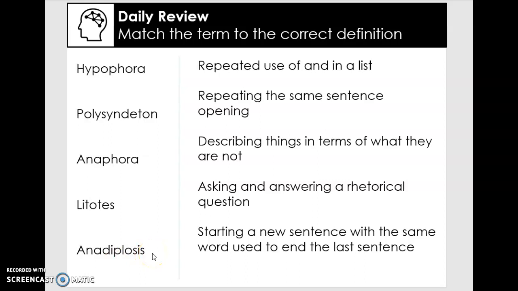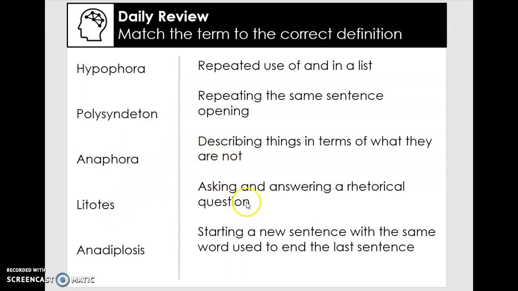Okay, so let's quickly self-assess that then. Hopefully you've got repeated use of and in a list is polysyndeton, so you should have matched those two. Repeating the same sentence opening is anaphora, so you should have matched those two. Describing things in terms of what they are not is litotes, so you should have matched these two.